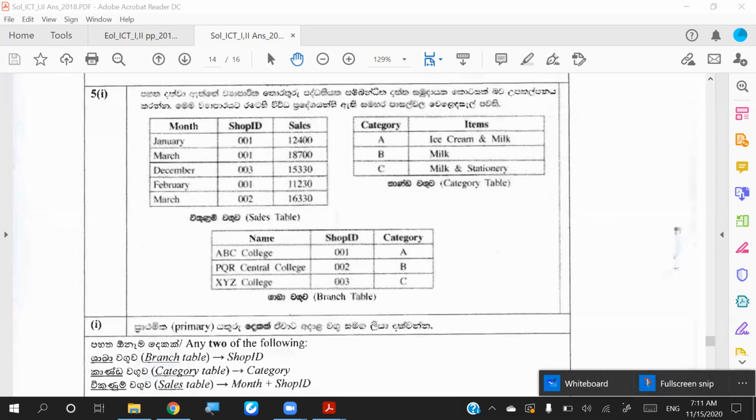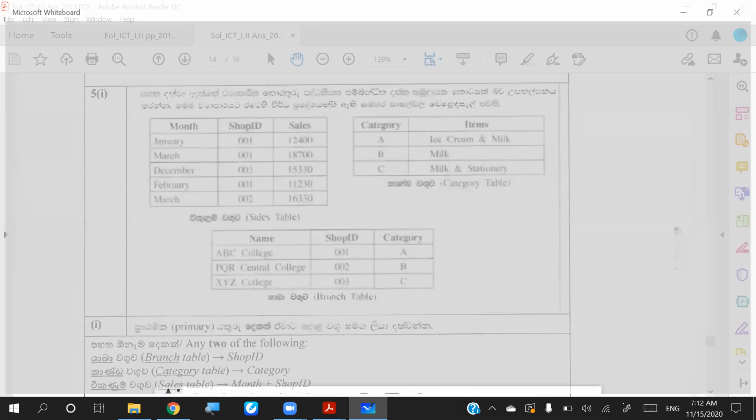Shop ID and category: you know that category is the primary key of the previous table, the category table. So here, category is acting as a foreign key. That is the definition of a foreign key: when a primary key can be found in another table as another field, we call that field a foreign key. Okay, give me a second to take these things to the whiteboard.